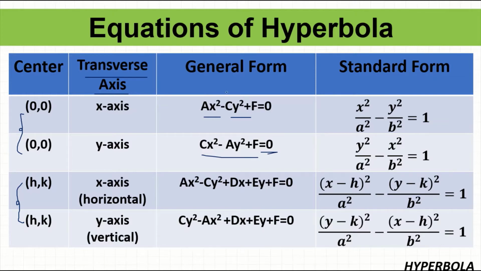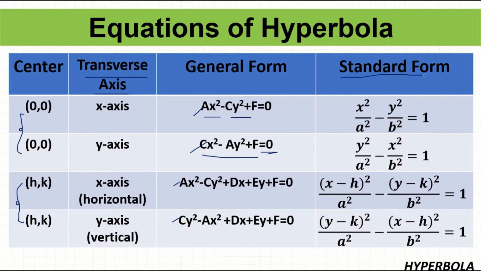We have two terms for the general form. We have ax squared and cy squared. So, as you can see, those two terms are present in our general form. Those two terms have different signs. One is positive and the other one is negative. And whatever the positive is, we put it as the first term, followed by the negative term. And then the other side is 0.